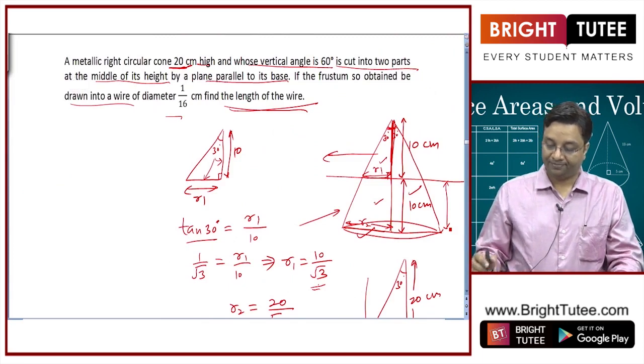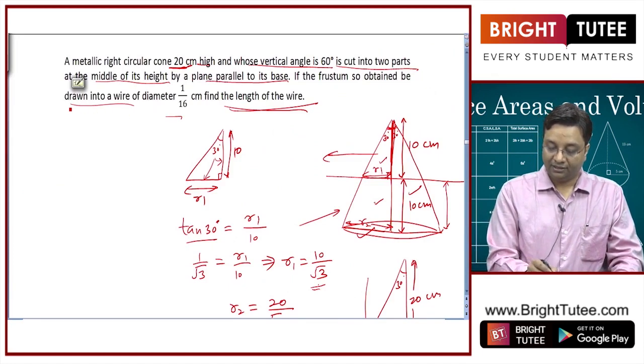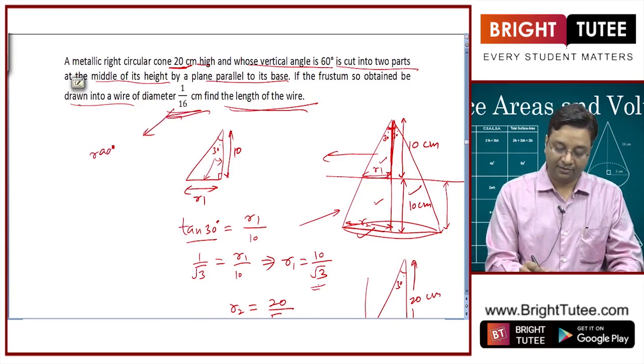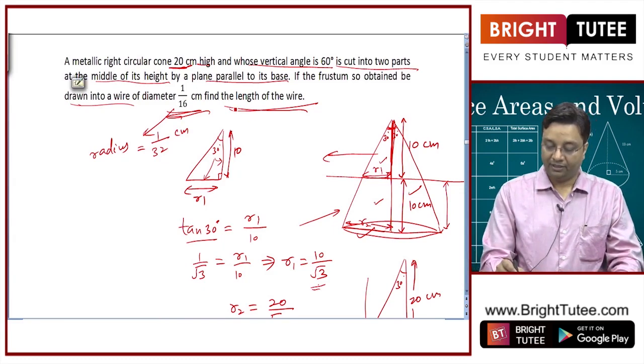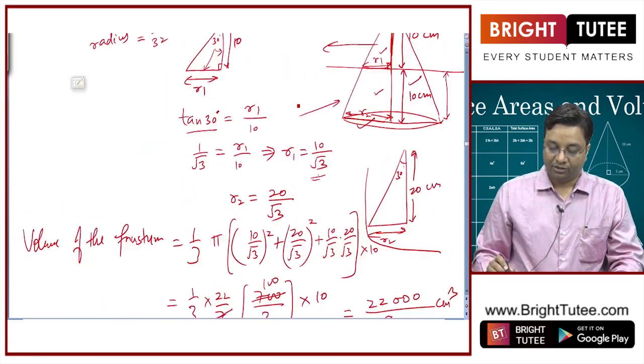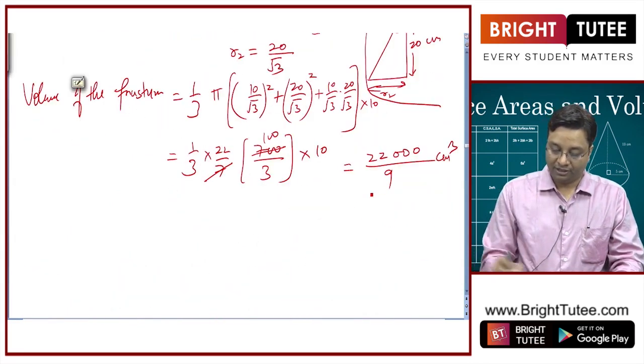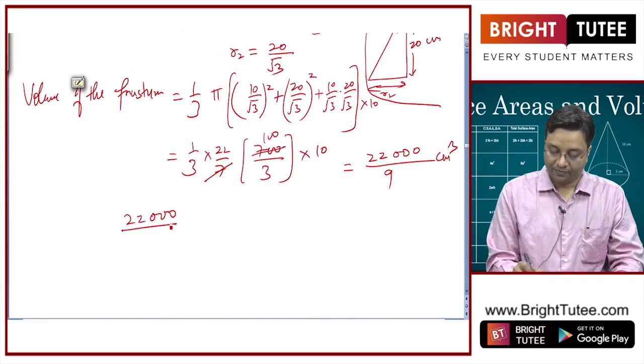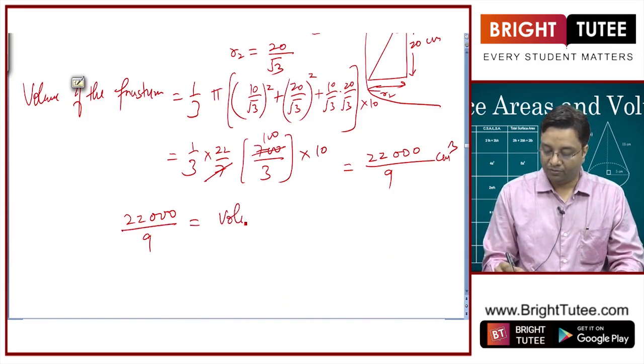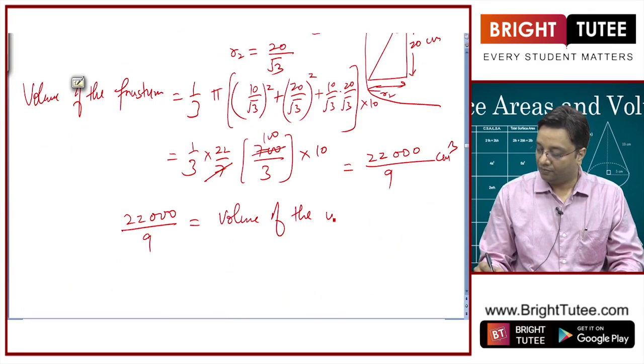Now let us look at the question. This frustum is to be drawn into wire of this diameter. So what is the radius of this wire? Half of this diameter, that is 1 by 32 centimeter, right? And we need to find its length. So this wire is cylindrical wire, right? So volume of frustum will be equal to volume of the wire drawn.